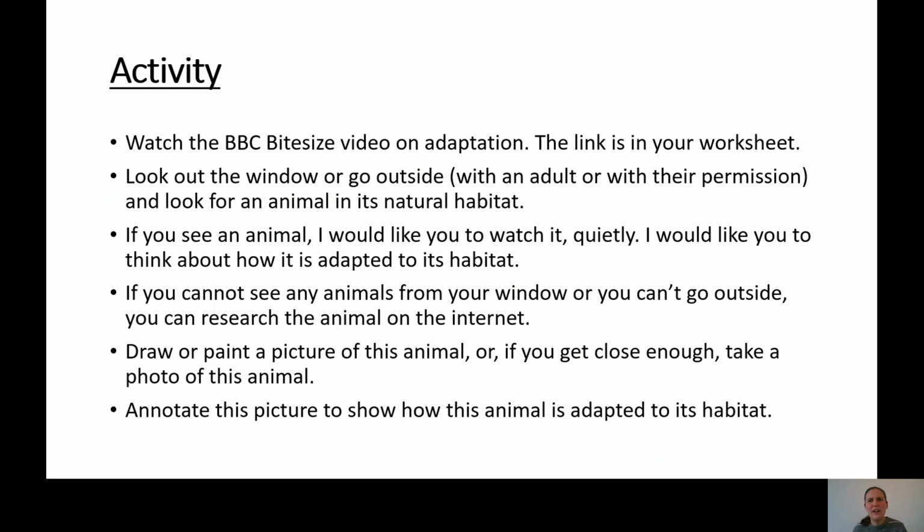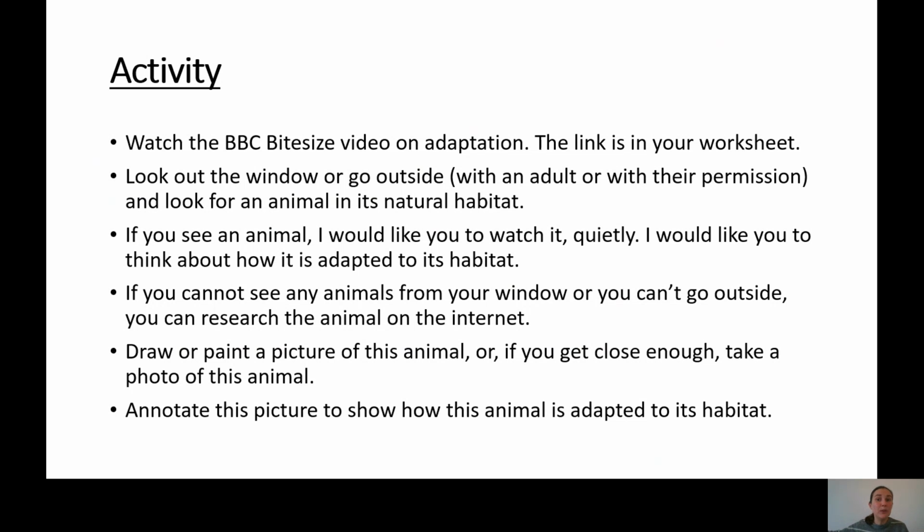And I thought, for example, how does it climb up a vertical tree trunk? How is it able to store lots of food in its cheeks? What are its adaptations to enable it to do that? Because I certainly can't climb up a tree vertically, and I don't store my food in my cheeks. So what are those adaptations? So if you do see an animal outside, really watch it and really think, how is it adapted to be living here in this habitat?